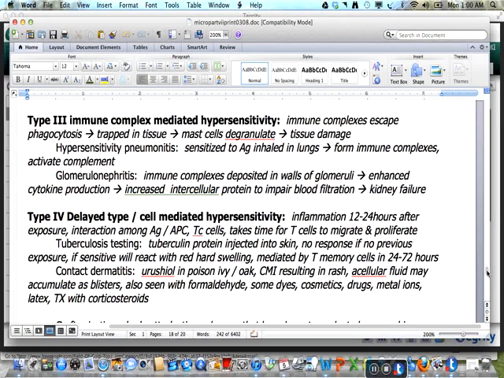In contact dermatitis, the urushiol oil in poison ivy or poison oak triggers the CMI, resulting in a rash. Acellular fluid may accumulate as blisters. This reaction is also seen with formaldehyde, some dyes, cosmetics, drugs, metal ions, and latex. This is treated with corticosteroids.